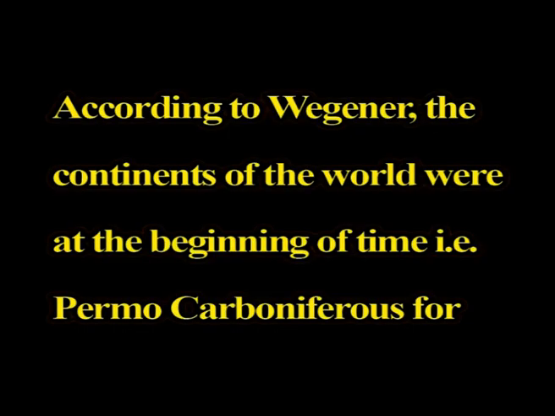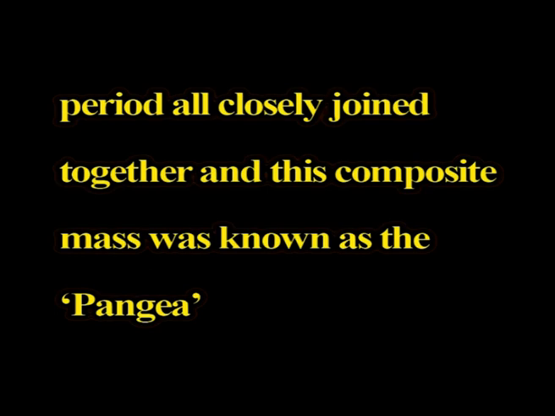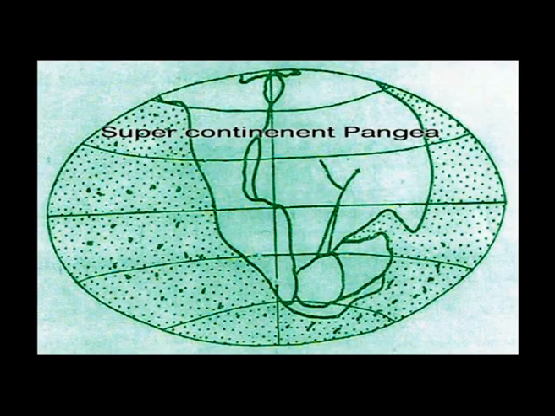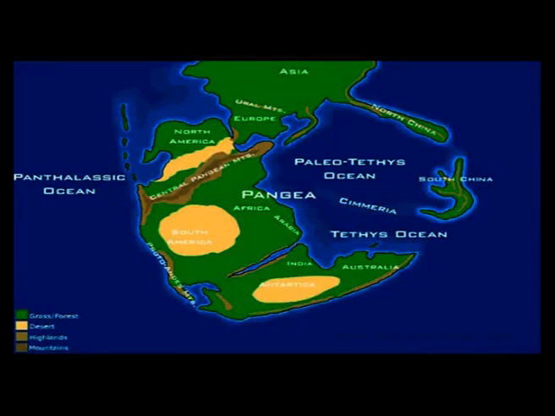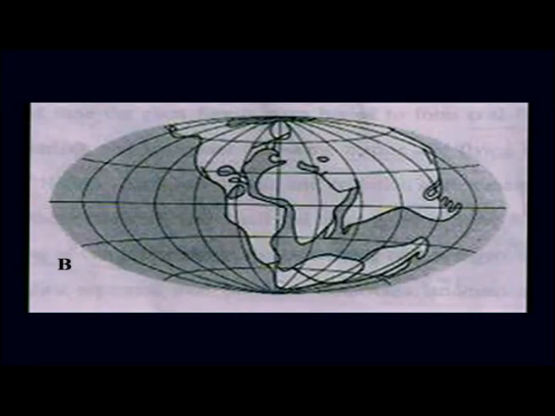According to Wegener, the continents of the world were at the beginning of time, that is the Permo-Carboniferous period, all closely joined together, and this composite mass was known as Pangea. If you look at figure number 2, you clearly see the top figure indicates Pangea, where all the continents, that is the land masses, are together. This was surrounded by a deep ocean, and certain portions of the land masses were under shallow water. At some later stage, due to unknown causes, certain portions of this land mass drifted towards south and north.